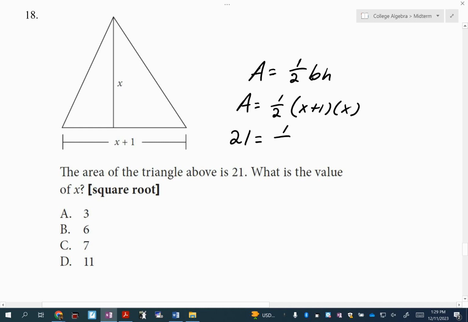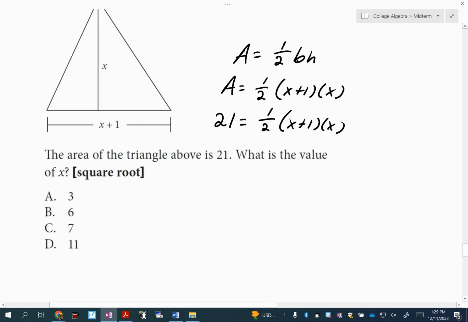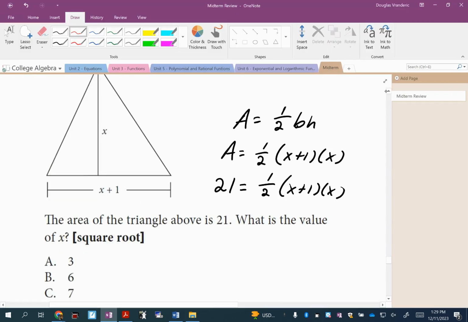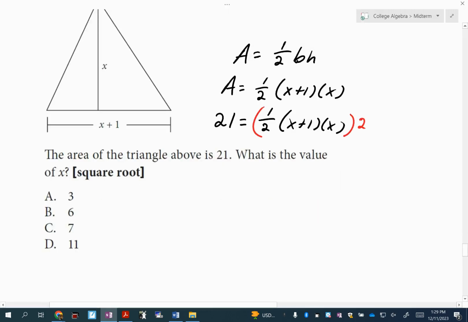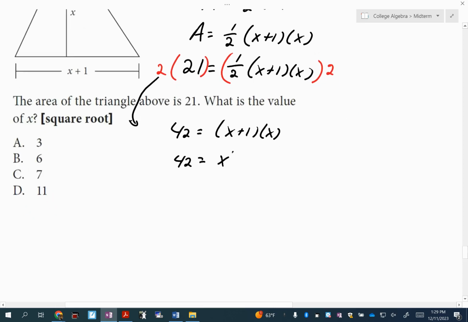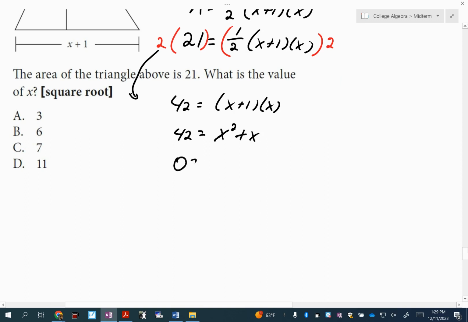So if I were to multiply both sides by 2, that will get rid of that 1/2. So multiply both sides by 2. And then if I go down here, that'll be 42 equals x plus 1 times x. Distribute, and you get x squared plus x. All right, and then I like to set this equal to 0 so I can factor it.